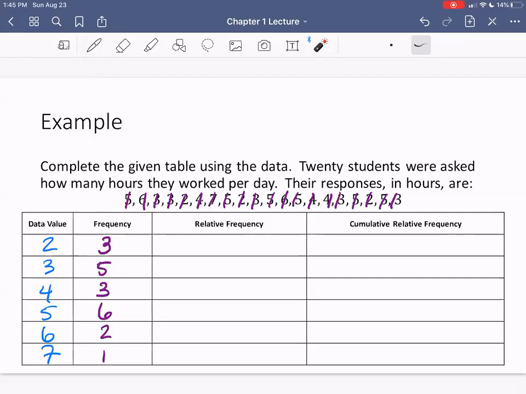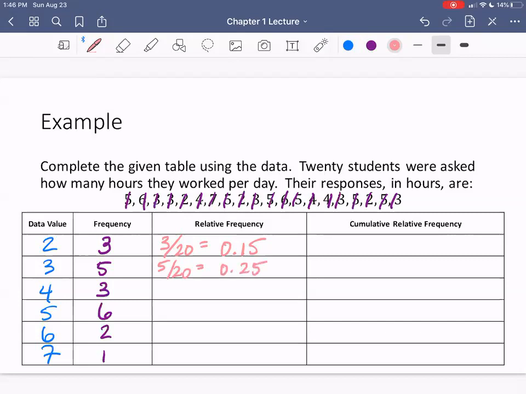Now, relative frequency. Relative frequency, again, was defined as being the fraction of times an answer occurs. And this is where I want you to write the fraction and the decimal part of it. So if I look at the fraction part of it, I say, okay, well, my frequency is 3, but how many do I have? I have 20. So 3 over 20. When I put this into the calculator, it gives me 0.15. Next would be 5 out of 20. Put that into the calculator and I get 0.25.